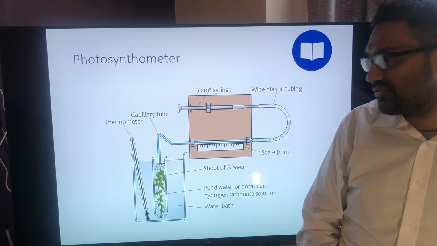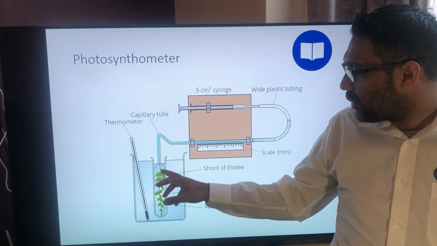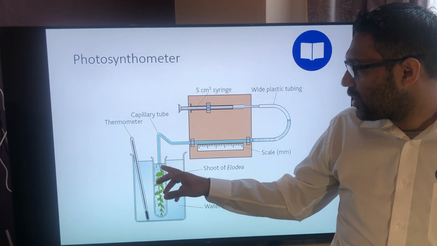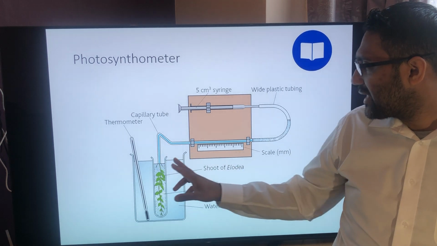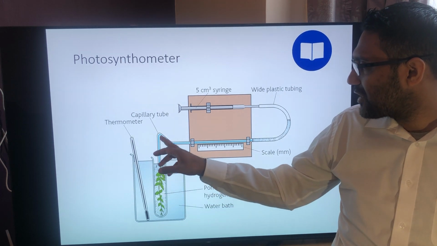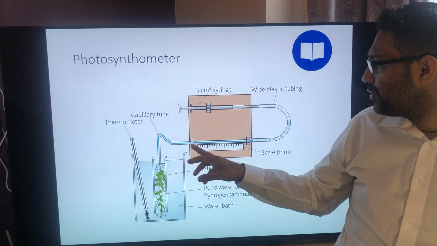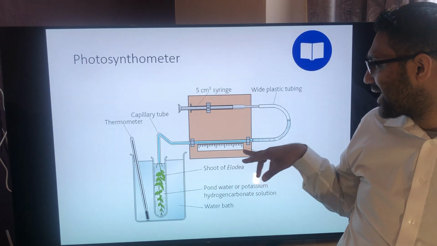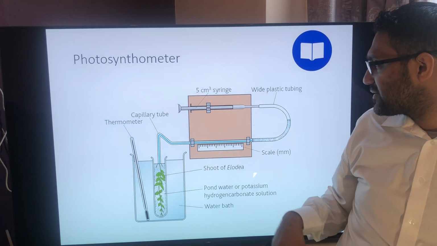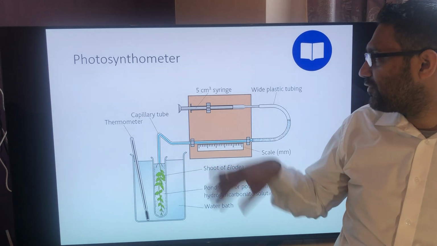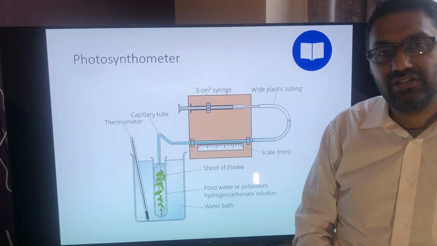Plants can produce oxygen, obviously. So what will happen is the streams of oxygen will go up, and there's a capillary tube, so the gas can be trapped and captured and drawn through this, and we've got a scale here in millimeters, so we can measure the volume of oxygen being given off in a given time.